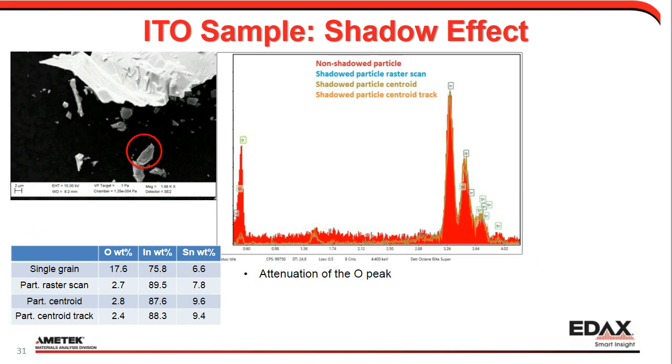To figure out the cause of the variation, I look at some particles that have very bad quantification results. In this case, this small circled particle has very low oxygen concentration. The detector direction is to the top. We see on the X-ray path, there is a bright big particle. So that means this circled particle is sitting in the shadow zone of the large bright particle.